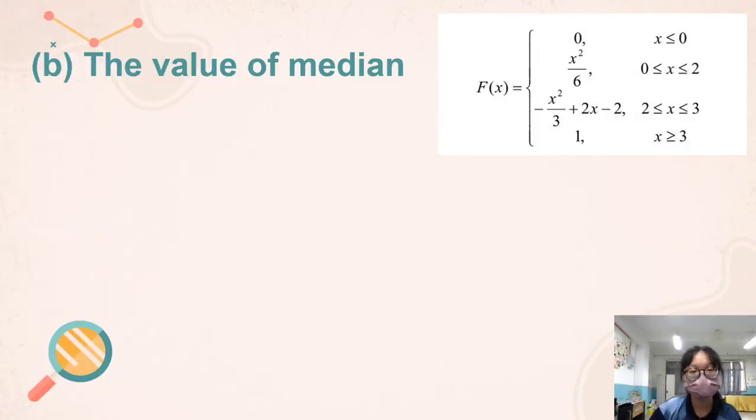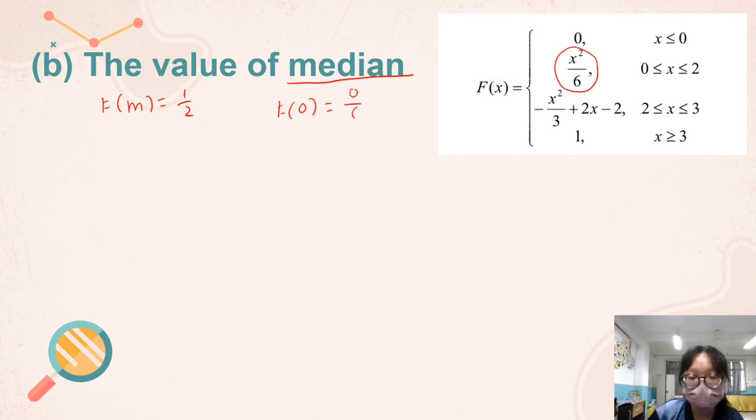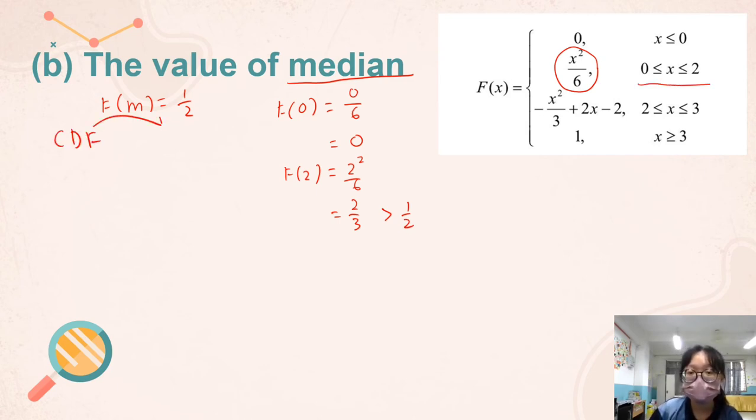For question B, we have to find the value of the median. For the median, we use the equation F(m) equals 1 over 2. Why do we use 1 over 2? Because the median is half of the whole probability. So which equation should we sub m into? We find F(0) using this equation, 0 over 6 equals 0. And F(2) equals 2 squared over 6, which equals 2 over 3. Since 2 over 3 is larger than 1 over 2, we know that the median is between 0 and 2. So we can sub m into the second equation.